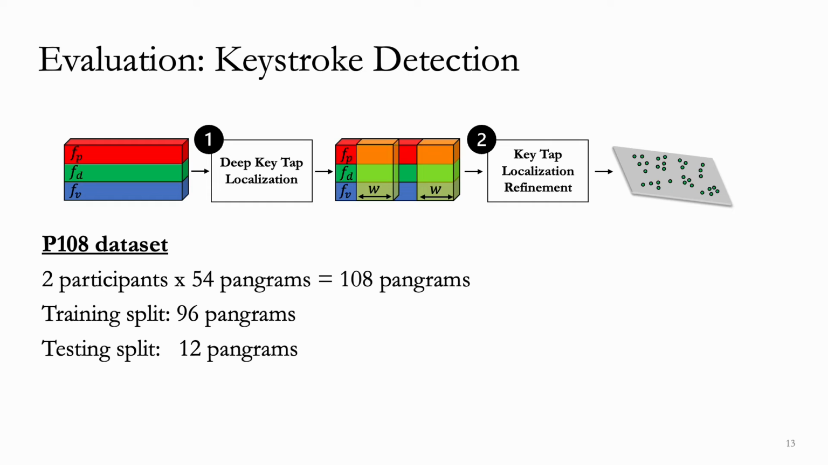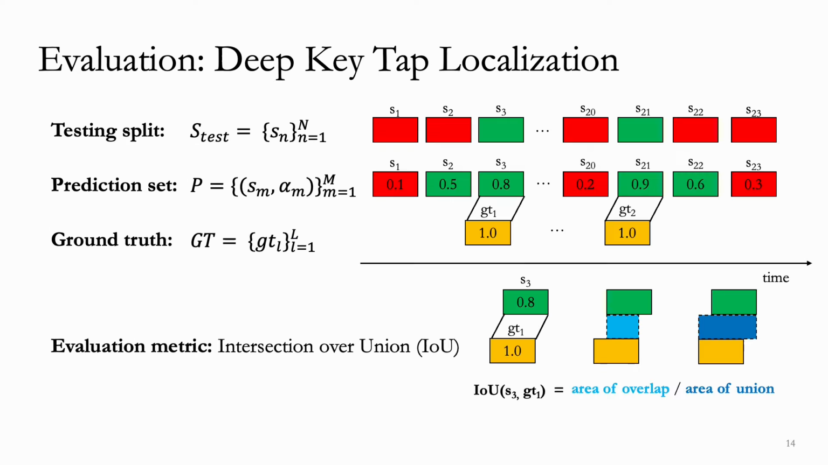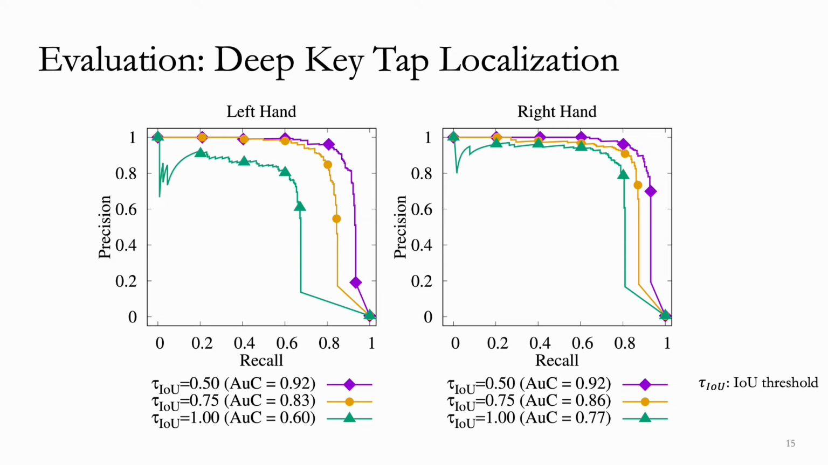The keystroke detection stage of our pipeline includes the first 2 steps: deep key tap localization and key tap localization refinement. For the evaluation of deep key tap localization, we trained our multi-head CNN as a binary classifier. Then we performed predictions on the testing split. The prediction procedure takes the set of input segments and outputs found key tap events with their confidence scores. Given each ground truth key tap segment, we associate the found key tap events with ground truth segments which are closest in time. We also keep track of the intersection over union of each association. We eliminate the associations with IoU values less than the given threshold.